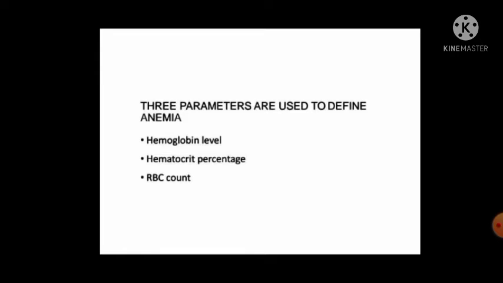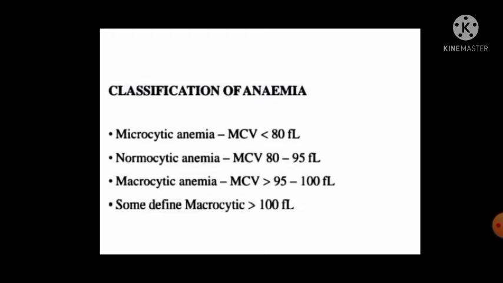Three parameters are used to define anemia: the level of hemoglobin, hematocrit percentage, or RBC count. Hemoglobin level. Classification of anemia.